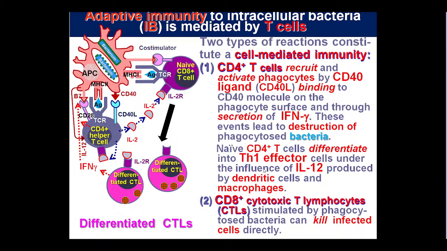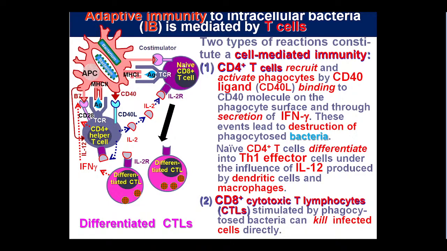Now, T helper type 1 produces interferon gamma that additionally enhances more and more the growth and maturation of the population of CD4 T helper type 1 cells.